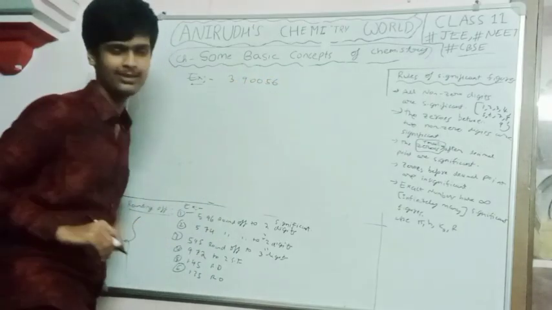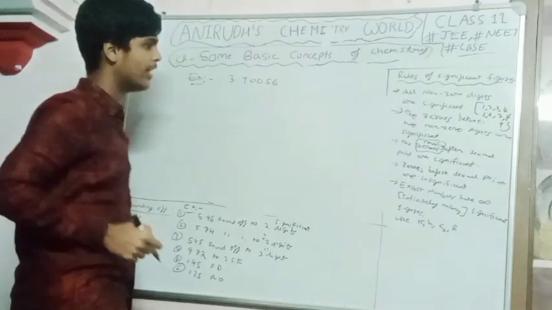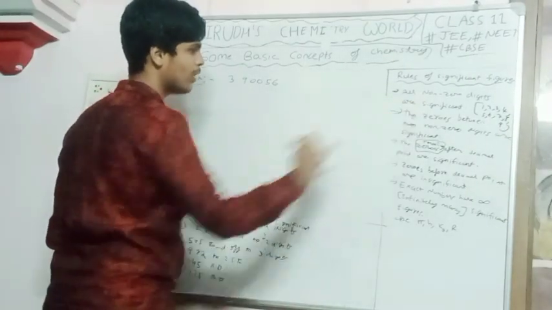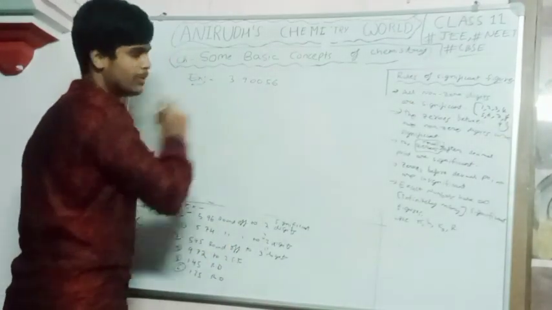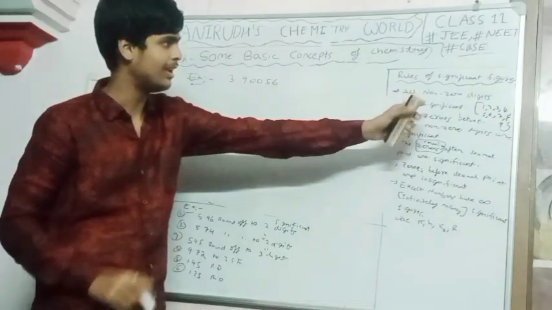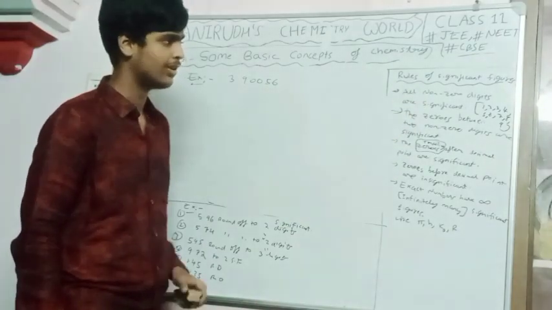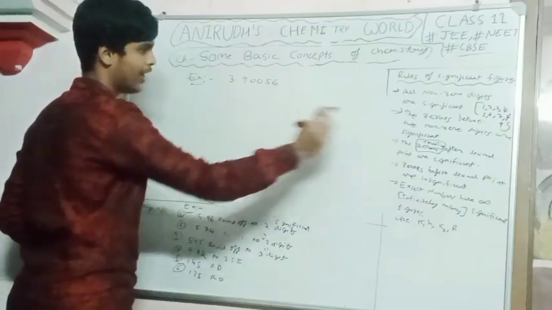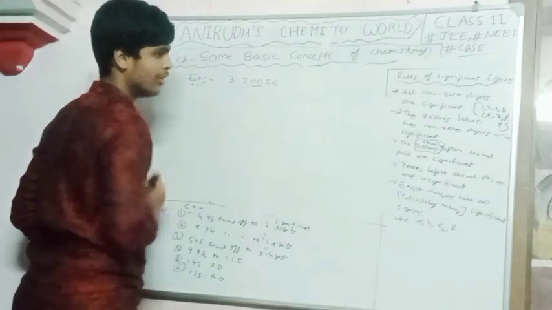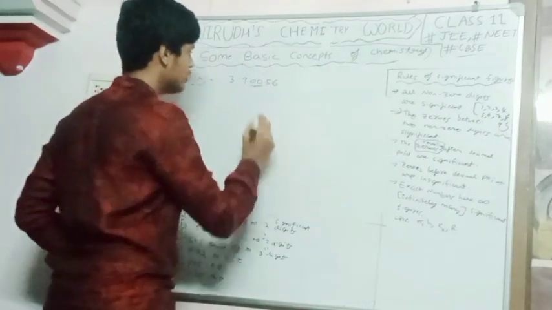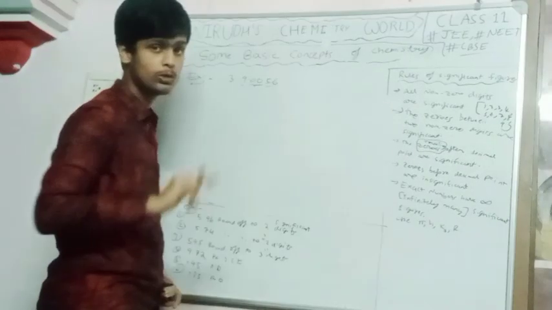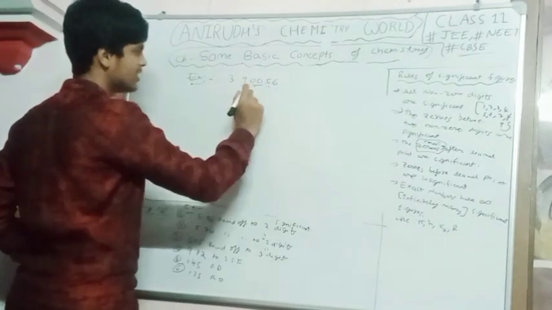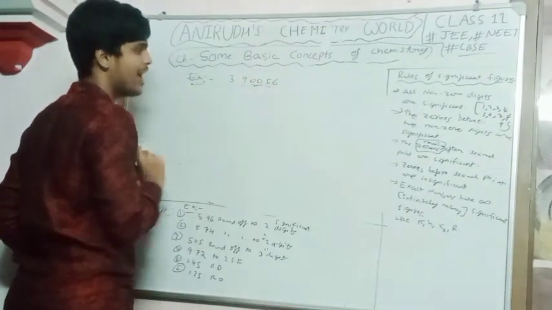3.90056. This is just an example, just see it. According to the rule, the zeros between two non-zero digits are significant. You may say that all non-zero digits are significant, so why here will zeros be significant? Because according to the rule, the zeros which are present between the two non-zero digits, 9 and 5, are significant.